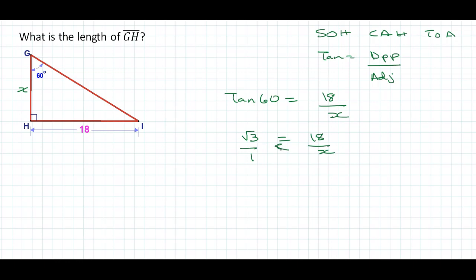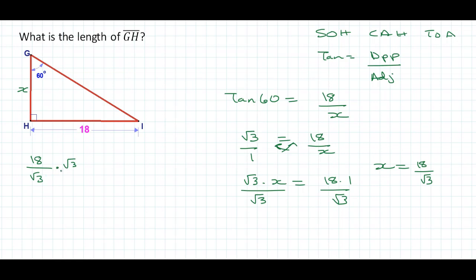So let's go ahead and cross product here. We have square root of 3 multiplied by X equal to 18 multiplied by 1. So we're going to divide both sides by the square root of 3. So we now have X is equal to 18 divided by the square root of 3. But we're going to go ahead and rationalize this radical. So 18 divided by square root of 3, we're going to multiply by the square root of 3 over the square root of 3, which is 18 square root of 3 divided by 3, which is going to give you 6 square root of 3. So therefore, GH here is going to be 6 square root of 3.